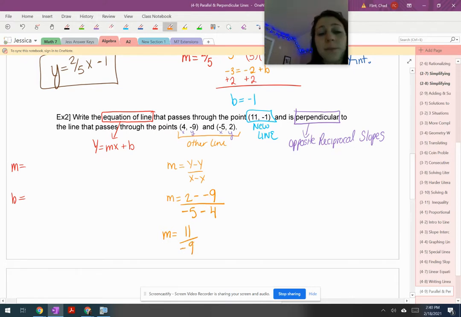giving me a slope of 11 over negative 9. Now this is where things differ, because that is not the slope of my new line. That is the slope of the line that is going to be perpendicular to my new line. So this is where we talk about those opposite reciprocal slopes. If I have negative 11 over 9, the slope that is perpendicular to that would be the opposite, which means it's going to be positive. Reciprocal means to flip: 9 over 11.